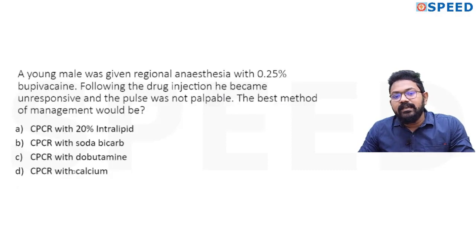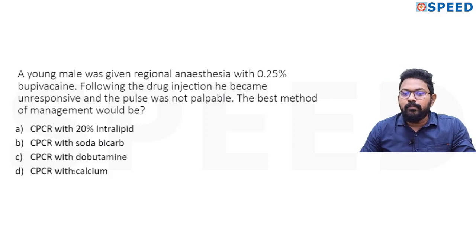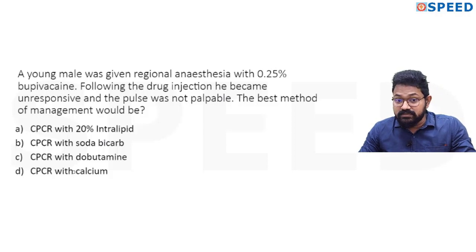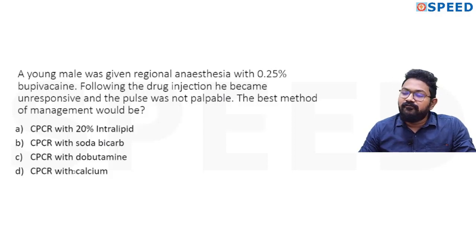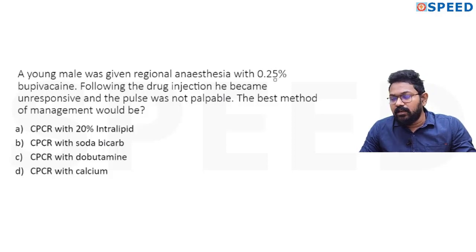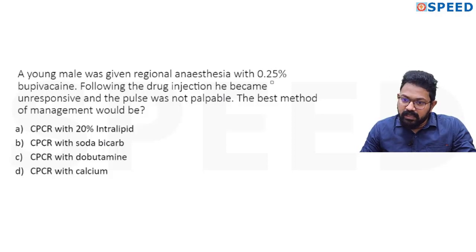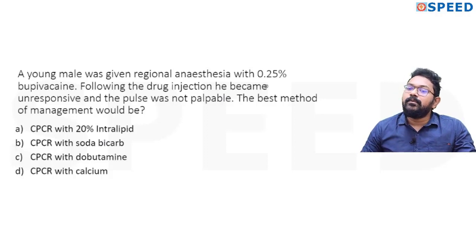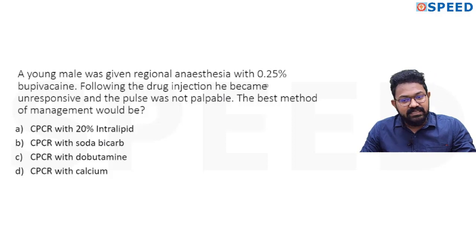Right. So a young male was given a regional anesthesia with 0.25% bupivacaine. Following the drug injection, he became unresponsive and the patient pulse was not palpable. The best method of management would be, again, they are given the patient with a local anesthetic agent, which is bupivacaine, following which the patient developed toxicity. So in this question, they are asking about the management of local anesthesia systemic toxicity, and the drug of choice for the management of local anesthesia systemic toxicity is intralipid.